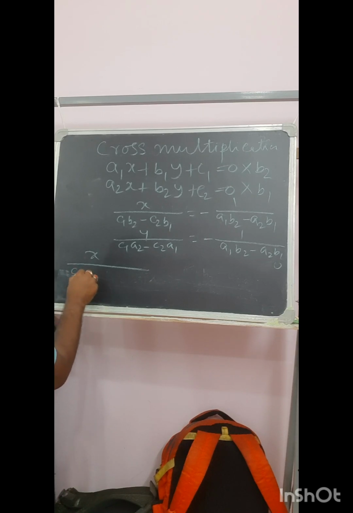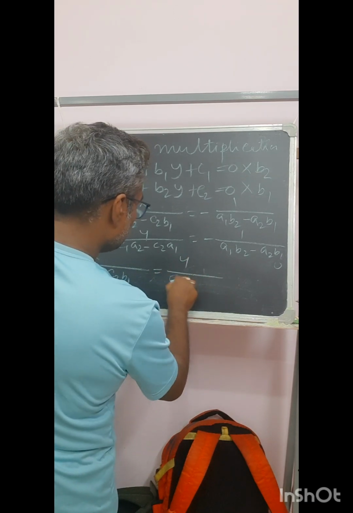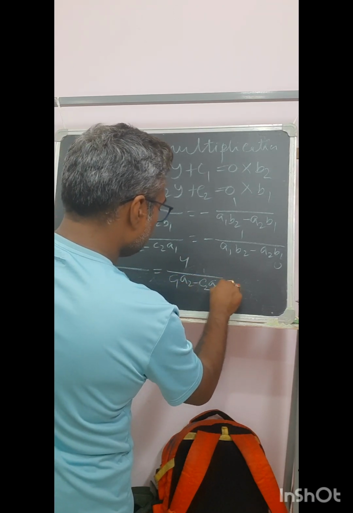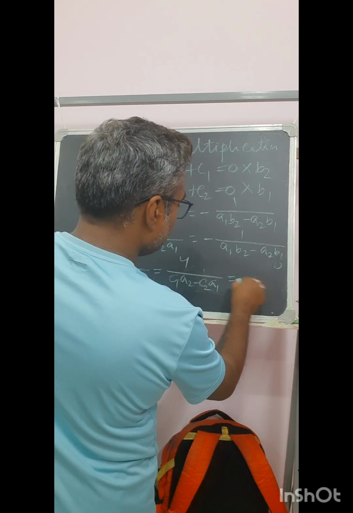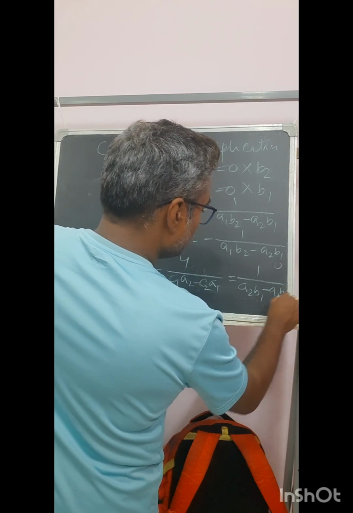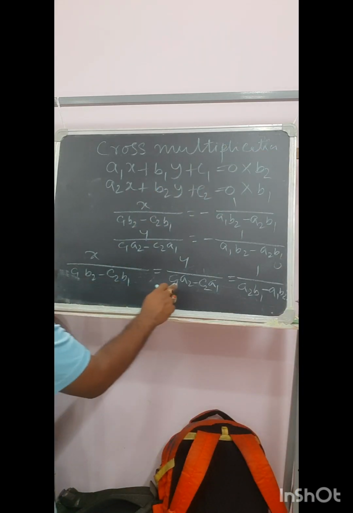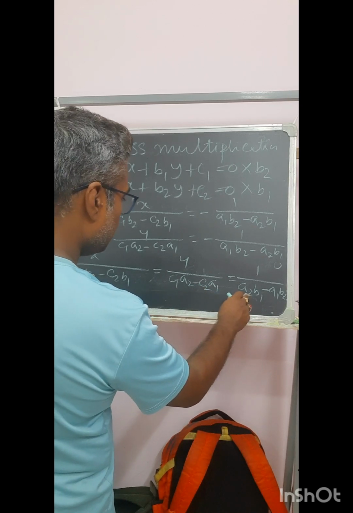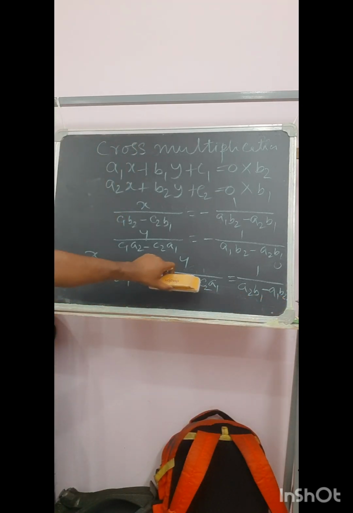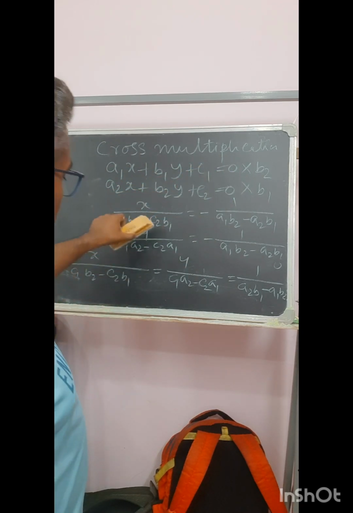So I can say x by c1 b2 minus c2 b1 is equal to y by c1 a2 minus c2 a1, and minus I am dissolving inside, so I will get a2 b1 minus a1 b2. The only thing you have to remember is the cycle of coefficients: a1 b2, c2 b1, c1 a2, c2 a1, here a2 b1, a1 b2. So this will be an empirical relation, or the standard formula, where two equations of such form are given. You can solve it by cross multiplication.